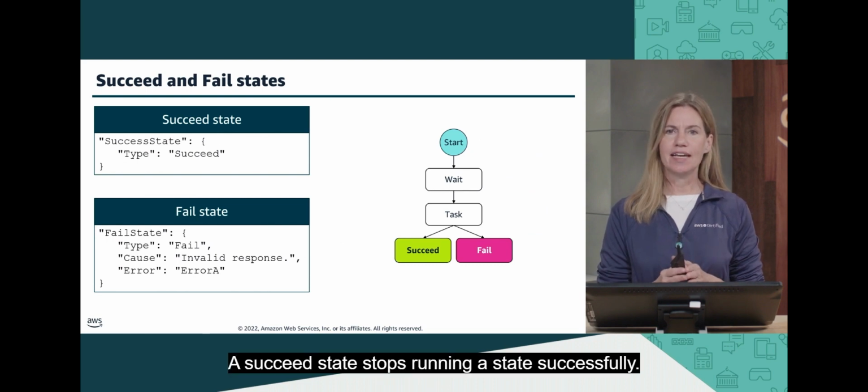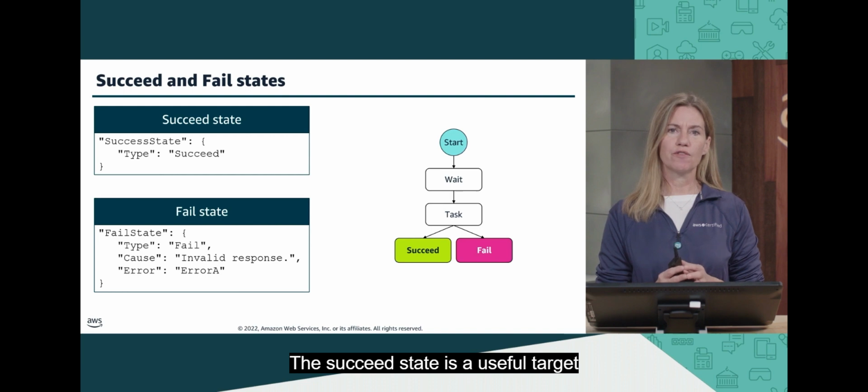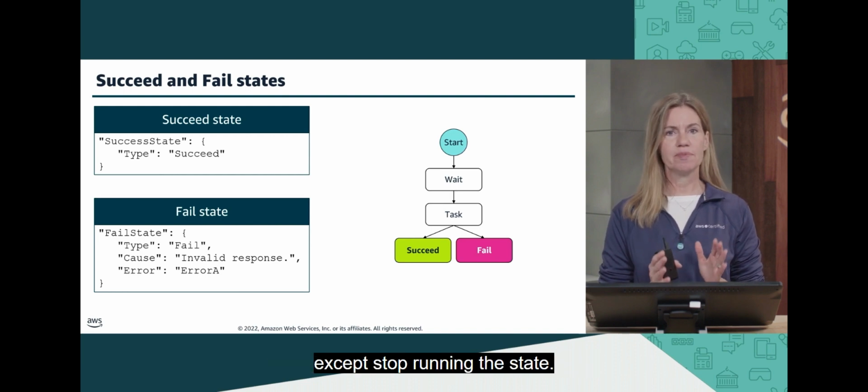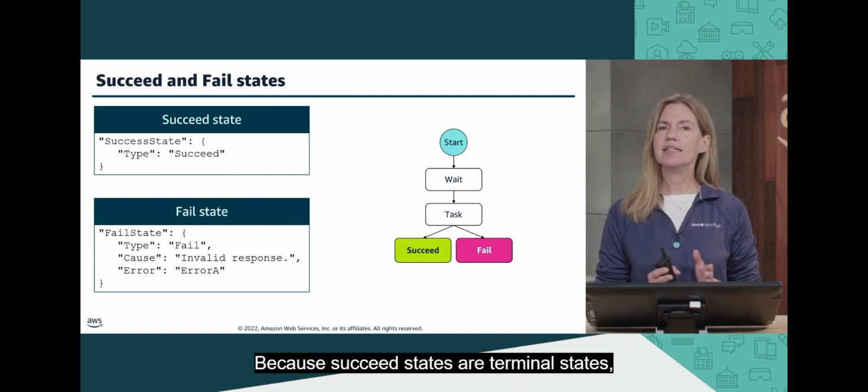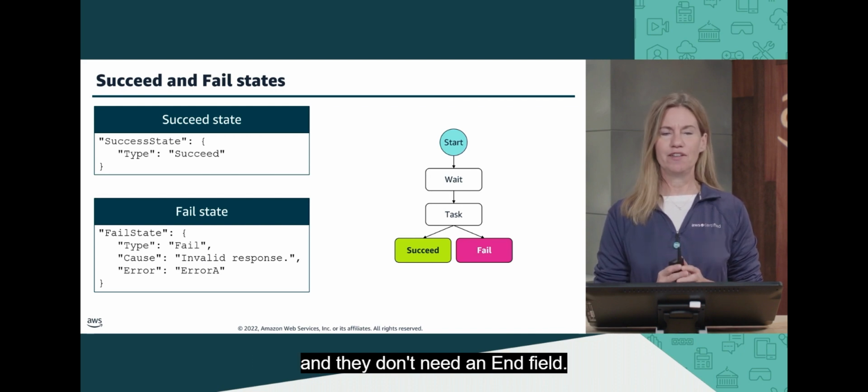A succeed state stops running a state successfully. The succeed state is a useful target for choice state branches that do nothing except stop running the state. Because succeed states are terminal states, they don't have a next field, and they don't need an end field.